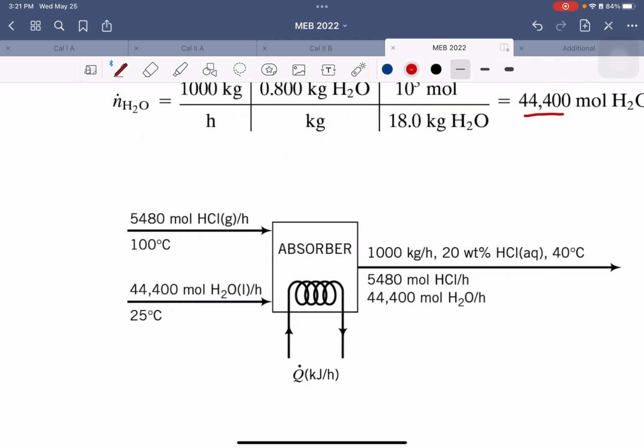So this is the absorber, the gas absorber that we are going to observe. The absorber has some heat that we are going to measure. Now we have the moles of HCl, the moles of water, and our objective: we need to produce 1000 kilogram per hour of 28% HCl at 40 degrees Celsius. Each substance has a different inlet temperature, and we have the final temperature, right?